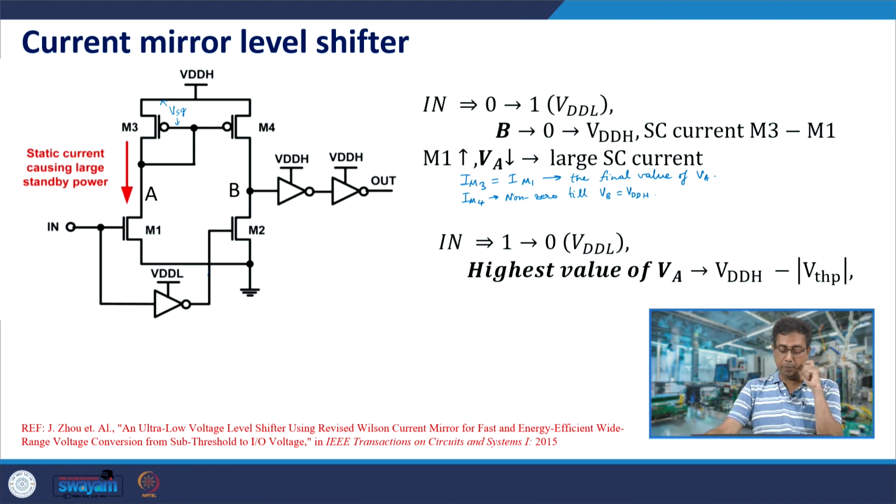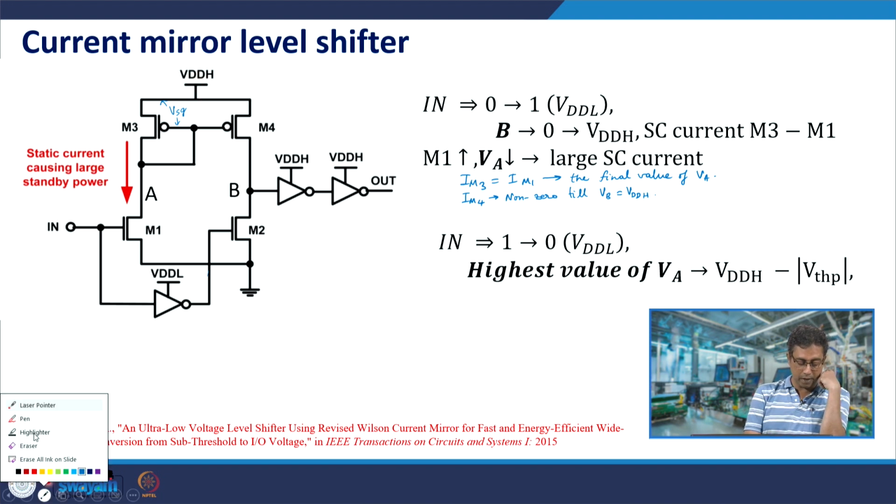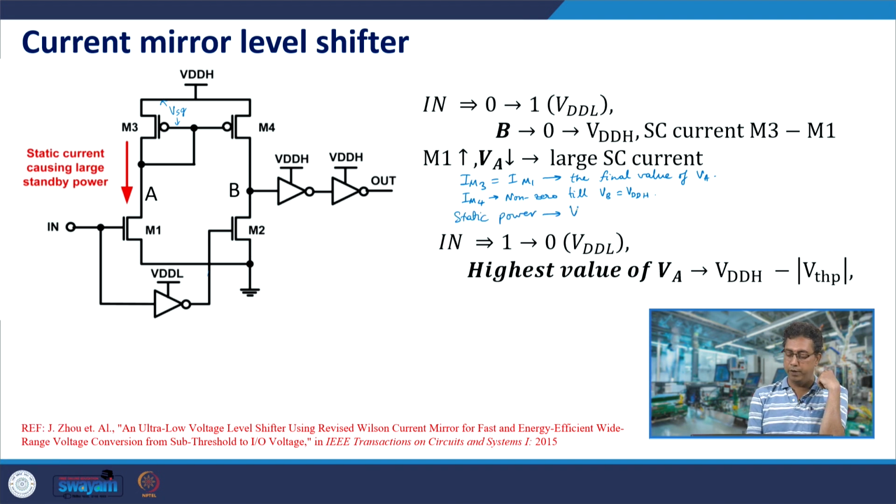But the problem is that there is a static current flowing in this wing. So, that is a huge power supply cost, because that static current is coming from VDD-H. So, the static power would be VDD-H into IM3, this final value of IM3. That will keep on flowing throughout. So, that is an issue.